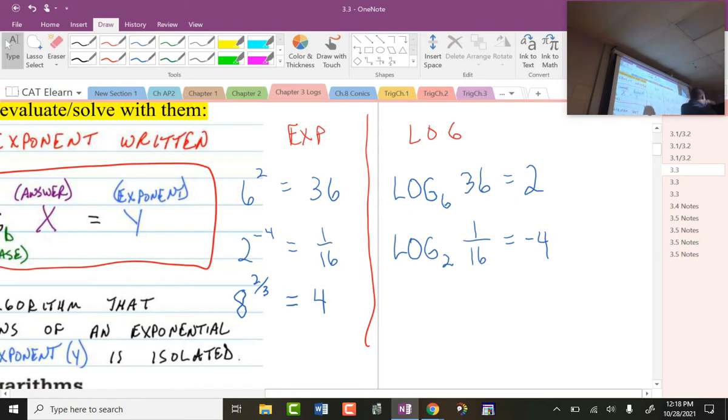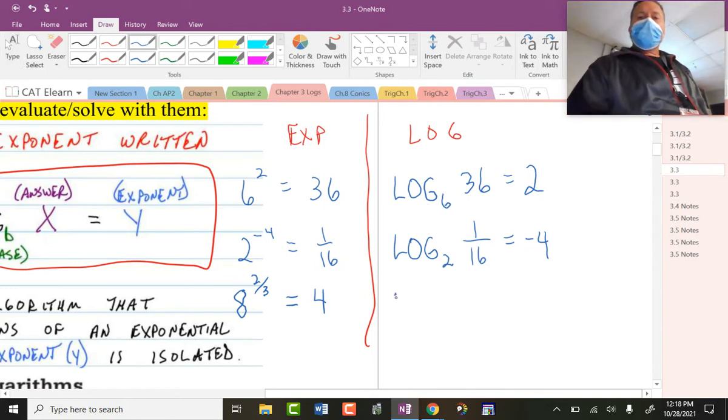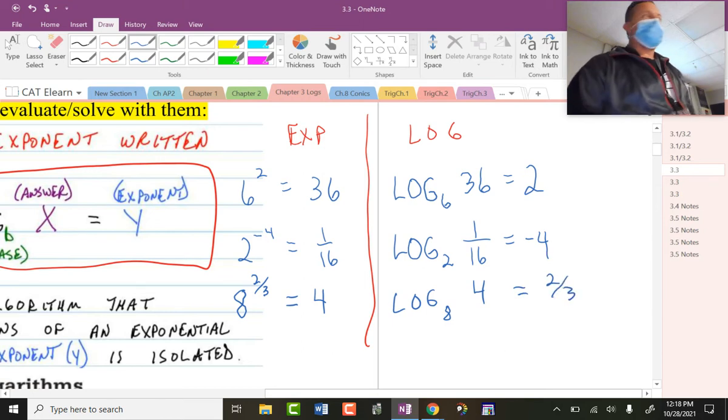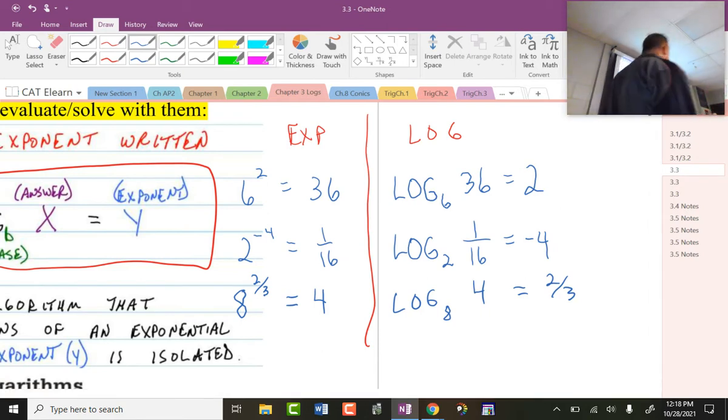That's 1 over 2 to the 4th, which is 1 over 16. It just changes the positions. Then this last one, log base 8 of 4. Holy cow. You're going to have to figure out that that's 2/3 through knowing your exponent rules and all that other stuff. That's why I like throwing that last one in, to remind you of what we taught you in August.